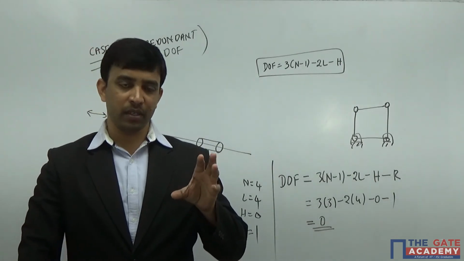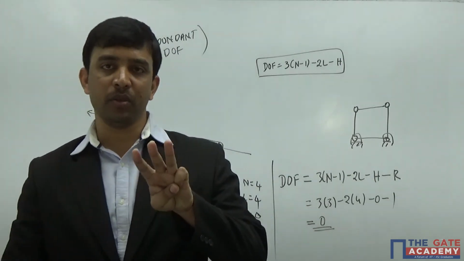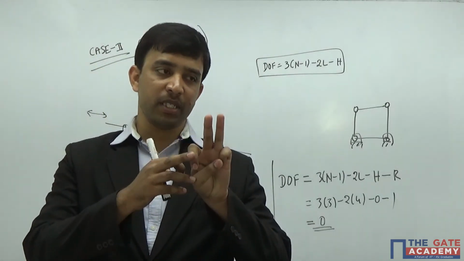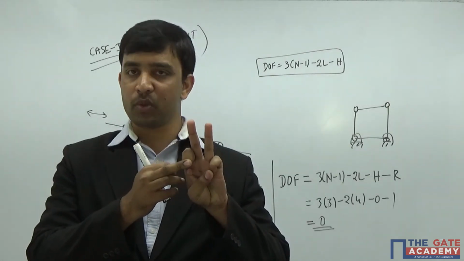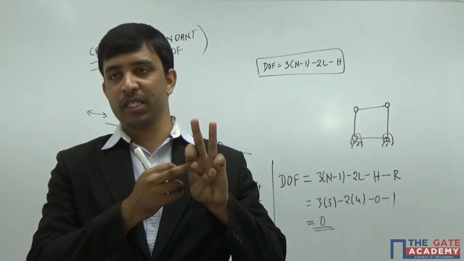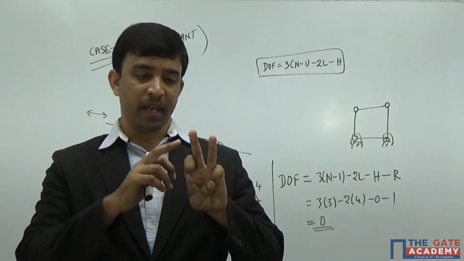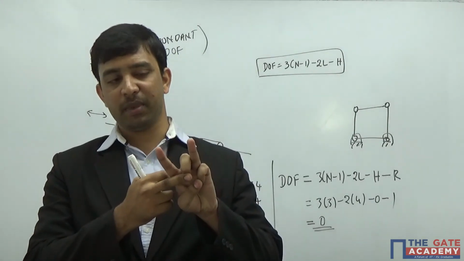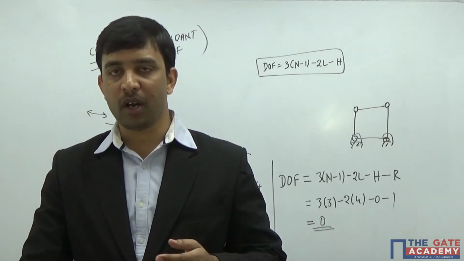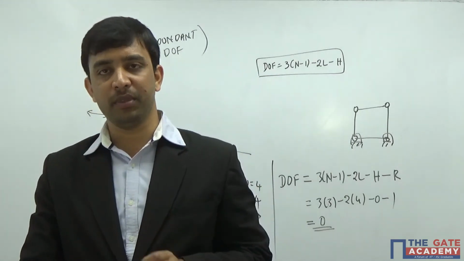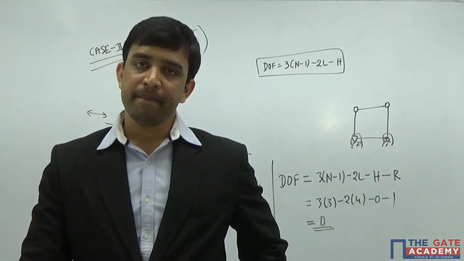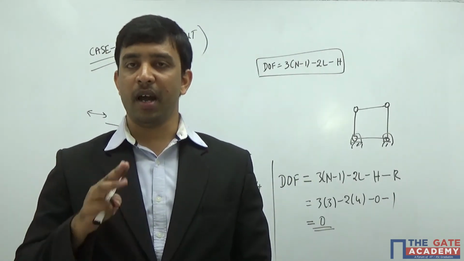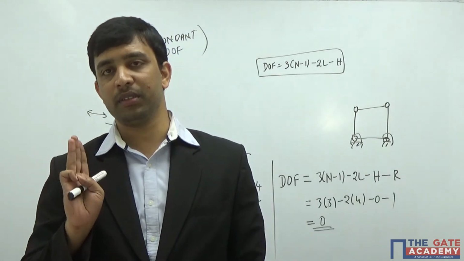So whenever a mechanism is given and you are asked to calculate degrees of freedom, keep these 3 points in mind. First, when a mechanism is given, identify how many binary, ternary and quaternary joints are there inside the mechanism. Second, check how many redundant links are there inside the mechanism, and third, check how many links are having redundant degrees of freedom. These 3 points must be kept in mind.